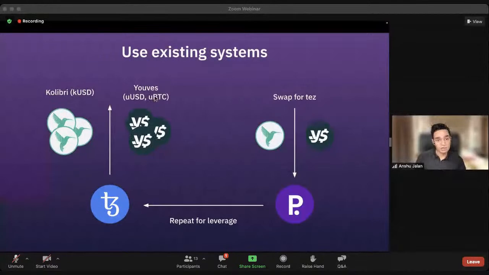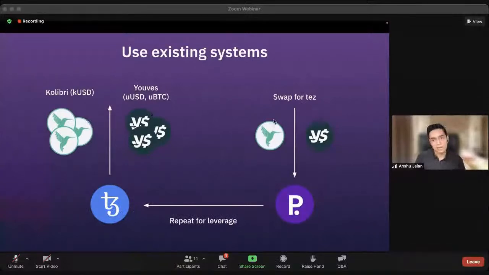Besides stablecoin, Uves also issues UBTC, which tracks the value of Bitcoin. So you can call it a stable coin that is pegged to the external value of Bitcoin. Basically, you deposit Tez into a Colibri oven or a Uves oven, and you get these stable coins.